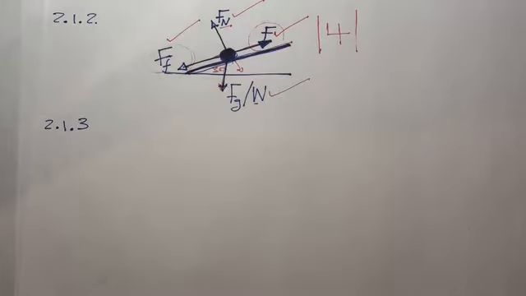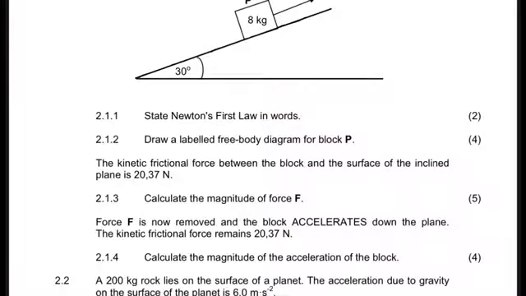So let's move on. Now let's have a look at question 2.1.3. The question says calculate the magnitude of force P. I'm not sure if you noticed something from the previous statement that I've just read. We are given the kinetic frictional force between the block and the surface of the inclined plane, which is 20.37 Newton.